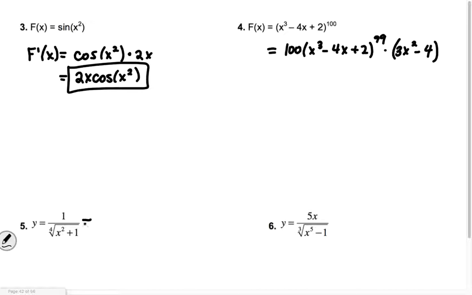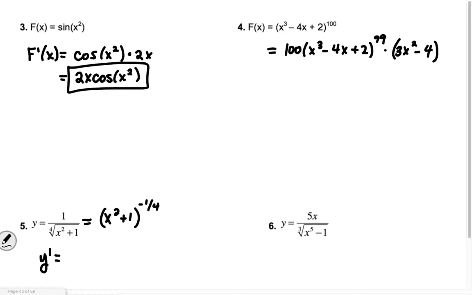All right, so the next one. You could do quotient rule. I wouldn't do quotient rule. I would first rewrite this so it's x squared plus 1 to a power. What power do I have? A negative, because it's on the bottom, and a 1/4 because it's the 4th root, right? So negative 1/4. That makes it a lot easier.